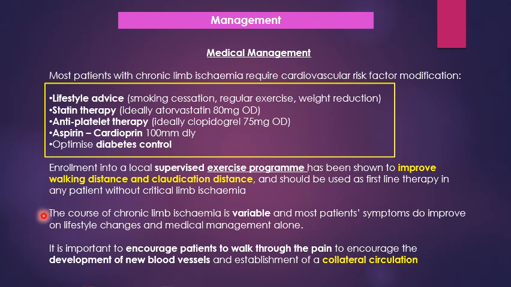The cause of chronic limb ischemia is variable, and most patients' symptoms do improve on lifestyle changes and medical management alone. Most of the patients will improve to some extent. Okay, it is important to encourage this patient to walk through the pain to encourage the development of new blood vessels. Exercise develops a new collateral circulation, which will improve the circulation to the limbs.